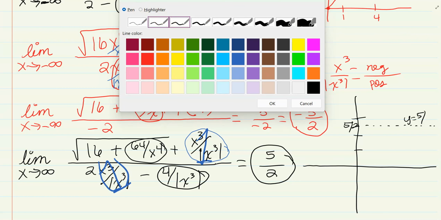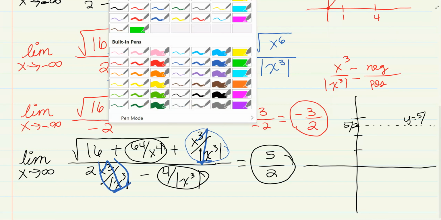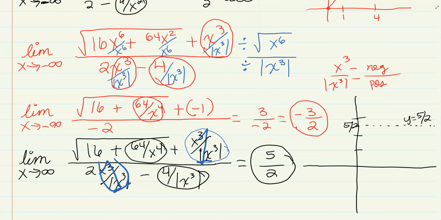Whereas on the left-hand side, this is negative 3 over 2 right here. On the left-hand side, you will have y equals negative 3 over 2 as your horizontal asymptote. So basically, your function is flattening out at 5 over 2 on the right, but flattening out at negative 3 over 2 on the left. Okay, so that is something that we do need to pay attention to.